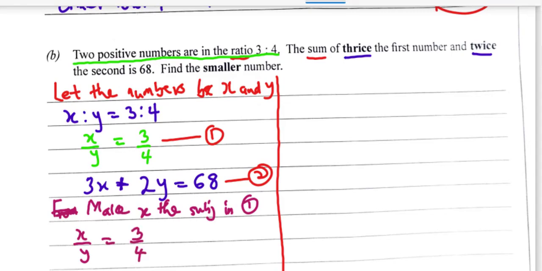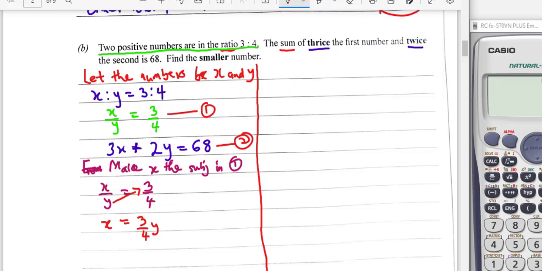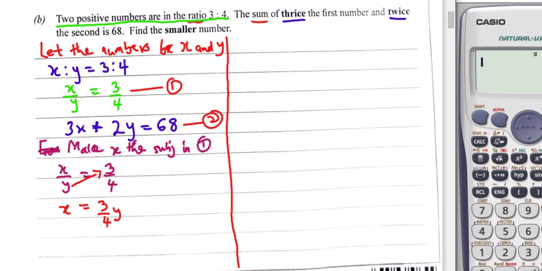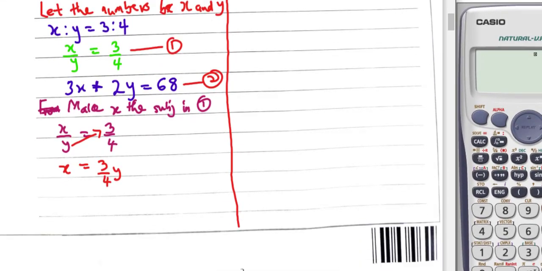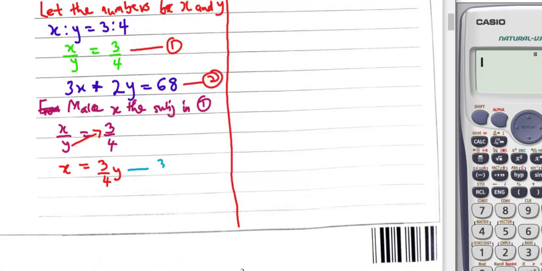So I'm going to make x the subject here, and I'm going to multiply the y by this term on the right. So what I'm doing is half cross multiplication. I have x to be equal to 3 on 4 times the y. I will not multiply this by x because I want x to stand alone, because I want to make x the subject. So let me call this equation 3.